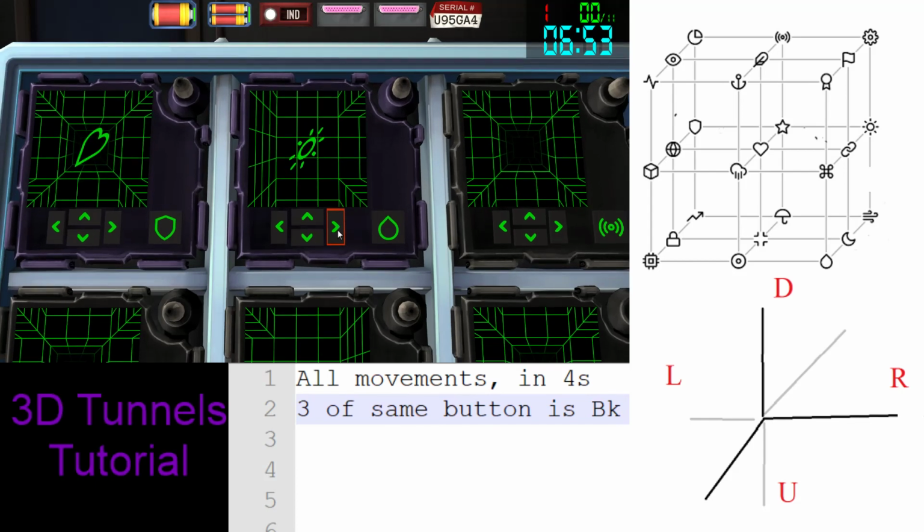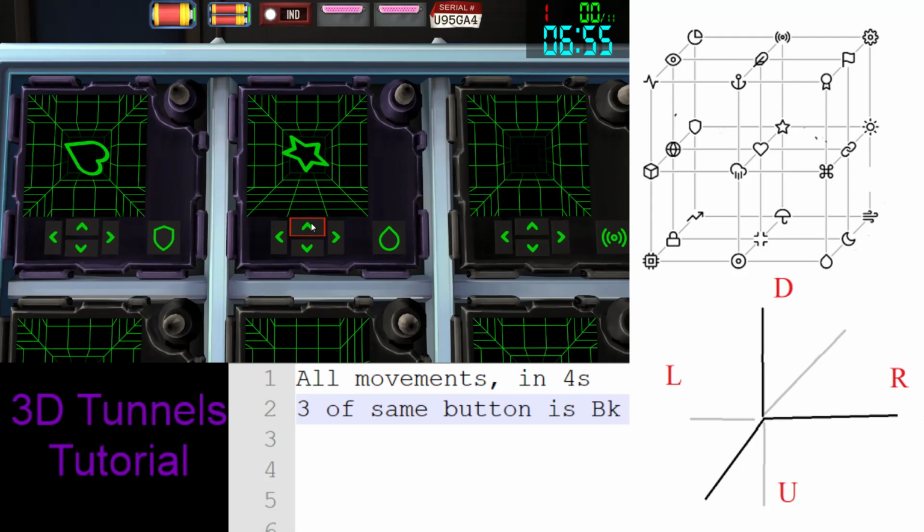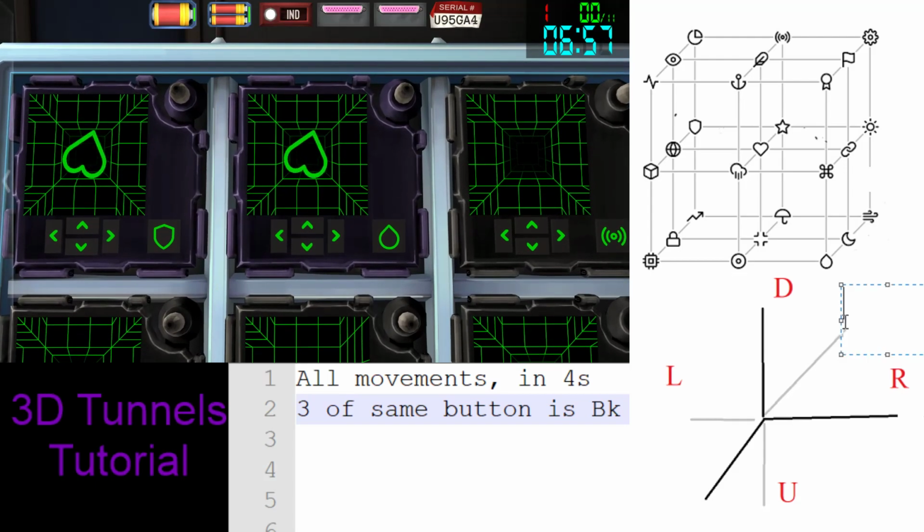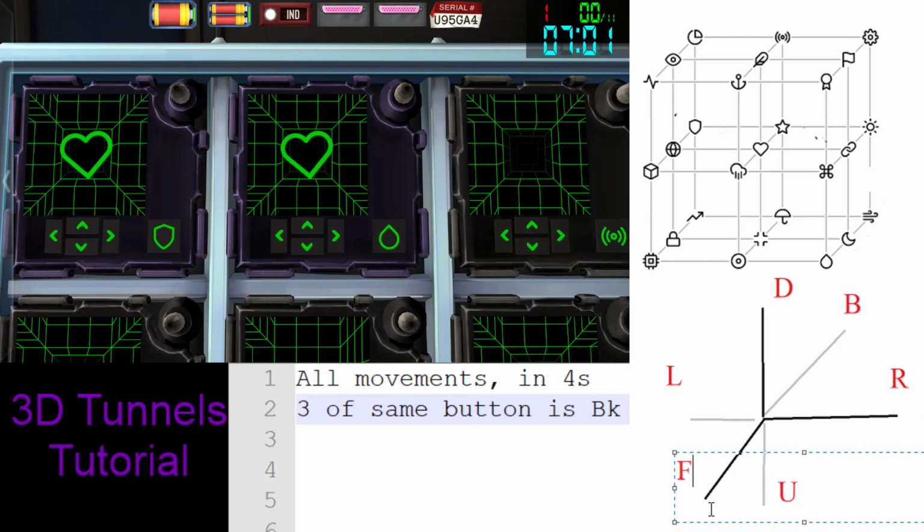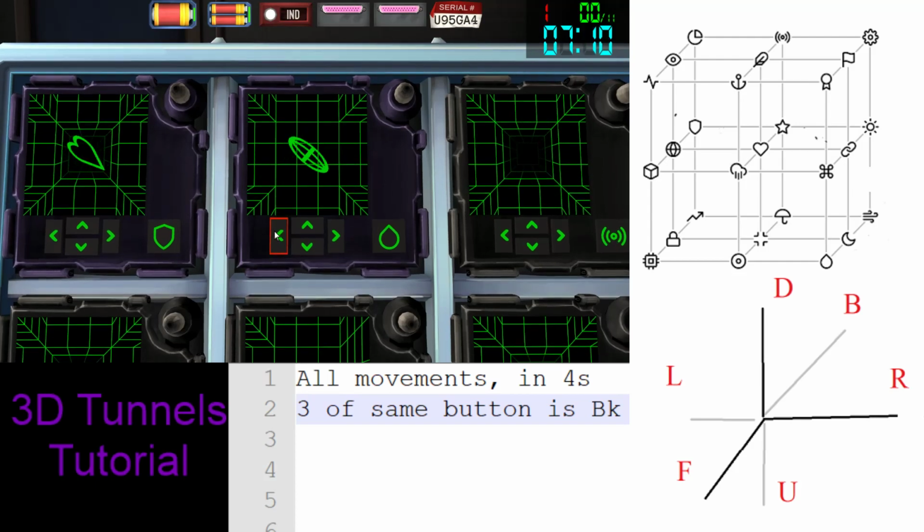So 3 rights gives me star, 3 ups gives me star. So star is in my back position, which means this is in my front position. Mostly it's kind of what you would expect. Front, left, where you think they should be. Up and down are inverted, but that's okay.